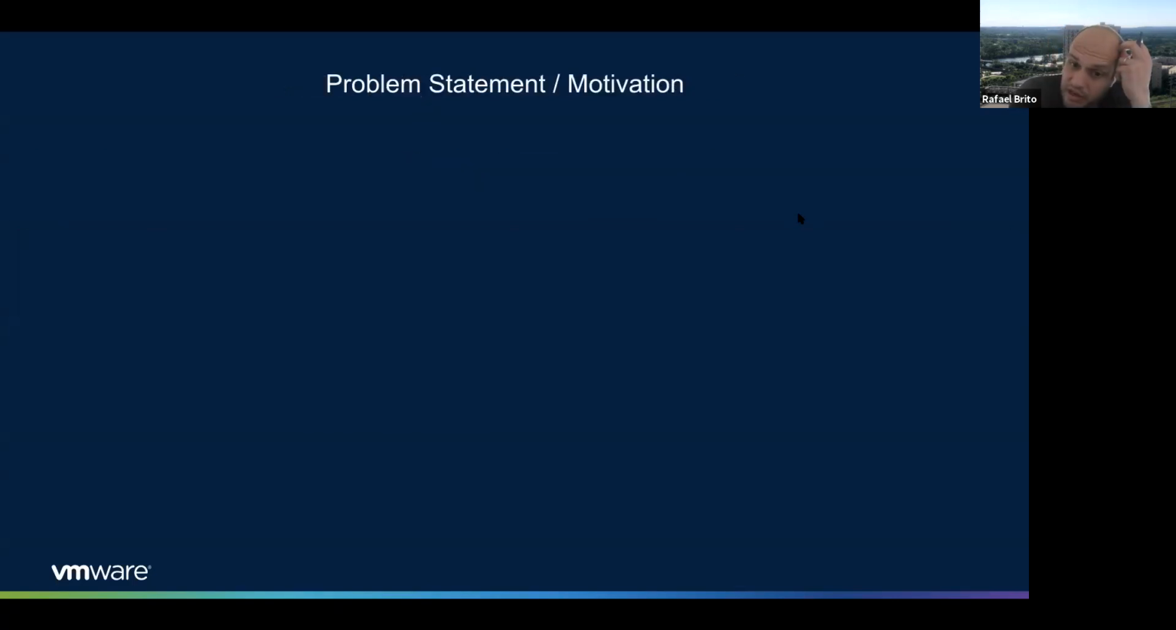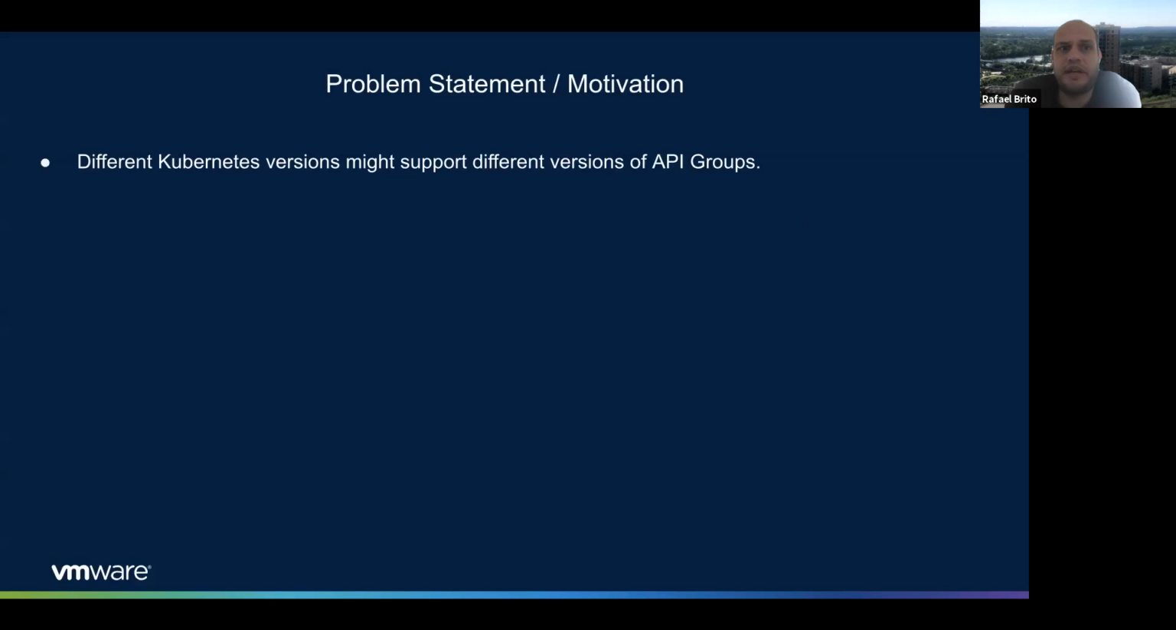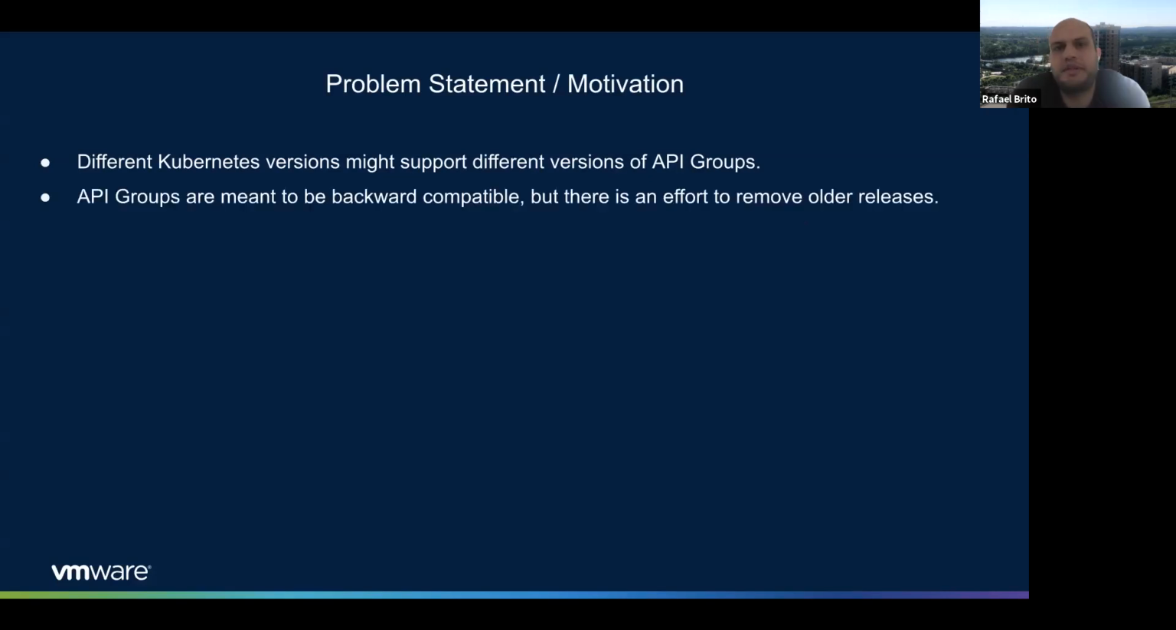So here we go. Why do we need to care about this, right? That's the problem statement. Different versions of Kubernetes support different API groups, and we remove, when I say we, the community, the Kubernetes maintainers and distros, remove old releases. Right? There are some versions that we keep, but you don't want to maintain all versions of the schemas.